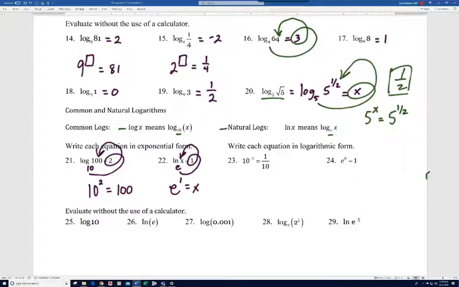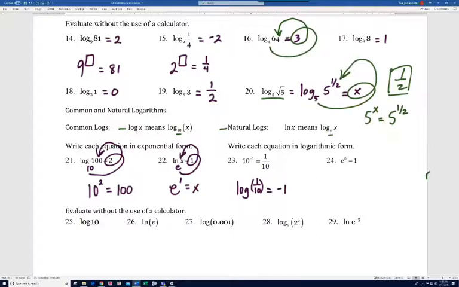Let's look at 23. Since we're writing in log form, let's go ahead and write log. I'm going to start by writing my base, which is 10. Remember, the exponent goes all alone, and the answer goes there. Now with fractions, we usually put parentheses around them. But again, with base 10 logs, we don't normally write the 10. So let me get rid of that 10. So we would write it like that.